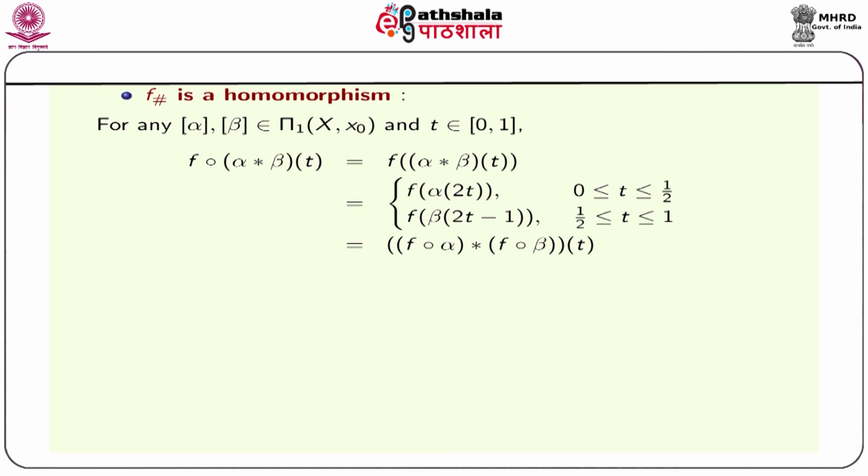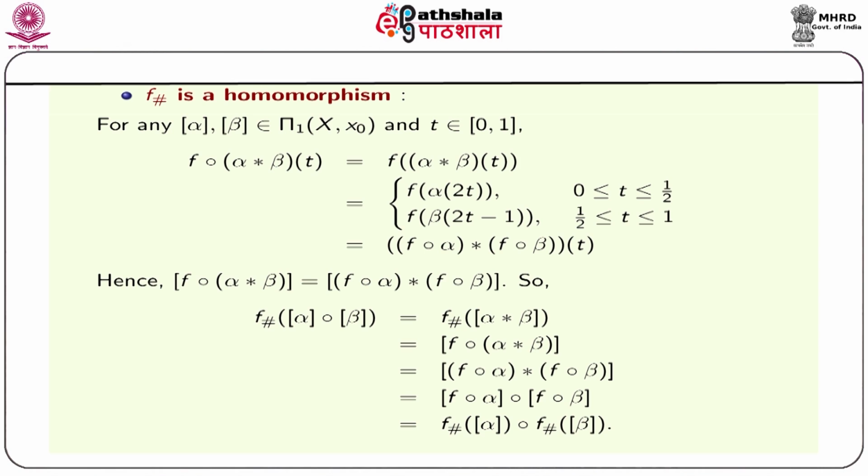Now, applying the definition of product of paths, in the first half of the interval, that is when t is between 0 and half, it is alpha of 2t, and in the second half, from half to 1, it is beta of 2t minus 1. Therefore, the first part gives F composed alpha of 2t, and in the second part we get F composed beta of 2t minus 1. Thereby, we get F composed alpha star F composed beta evaluated at the point t. Hence, the class of F composed alpha star beta is equal to the class of F composed alpha star F composed beta.